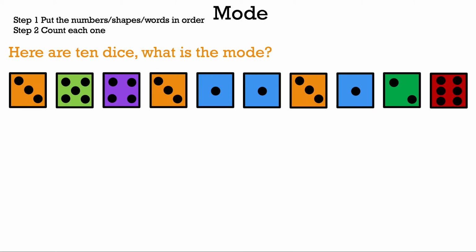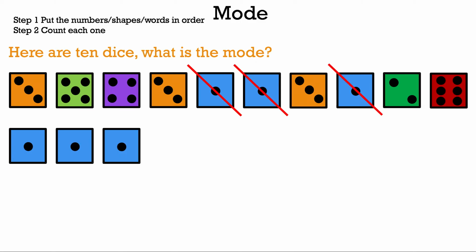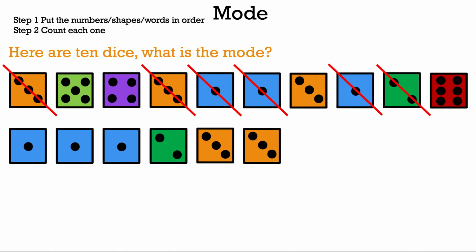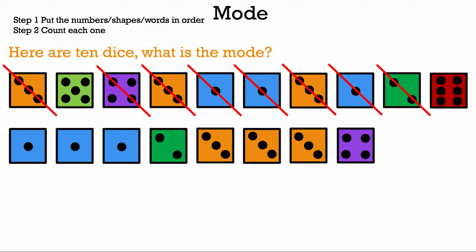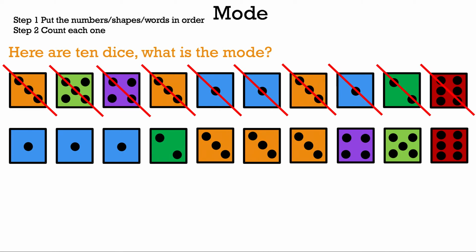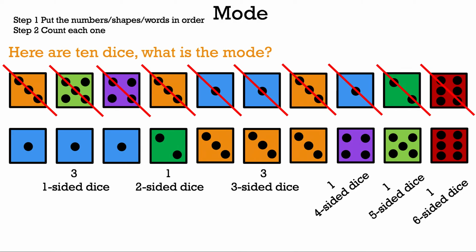Okay, so once again, follow the steps. Let's put them in order. So we're going to cross off 1, another one more, and then we're going to go to 2 because that's the next number. Now we go to 3, there's 1, there's 2, and there's 3 of them. And finally we do the 4 and 5, and lastly the last number is the 6. So once again, we counted, and then we have 3 one-sided dice, 1 two-sided die, 3 three-sided, 1 four-sided, 1 five-sided, and 1 six-sided.